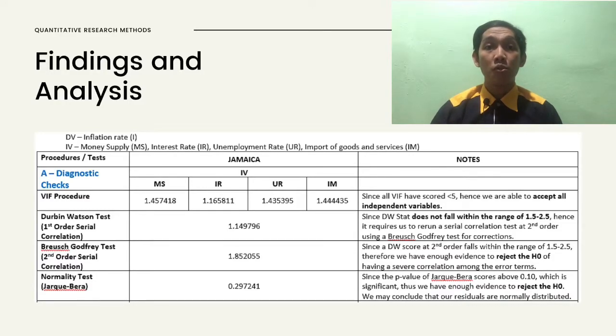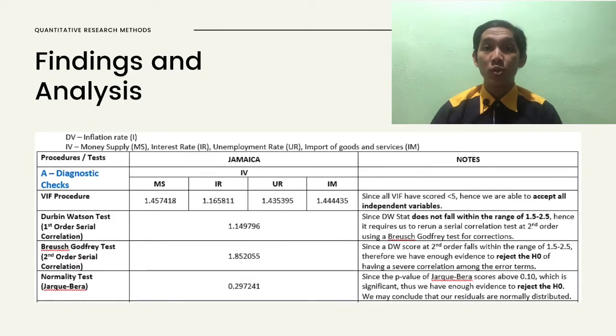After we rerun VIF, since all VIF scores are below 5, we are able to accept all 4 independent variables. Moving to the Durbin-Watson test, first order serial correlation, we got the number 1.149796. Since the DW stat does not fall within the range of 1.5 to 2.5, it requires us to rerun a serial correlation test at second order using Breusch-Godfrey for correction.